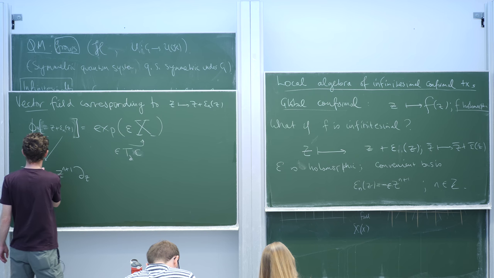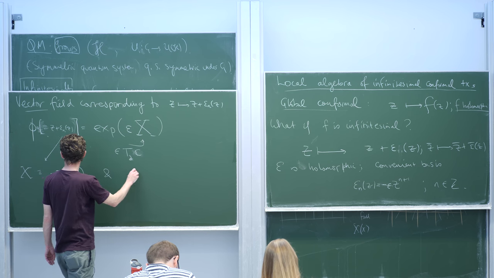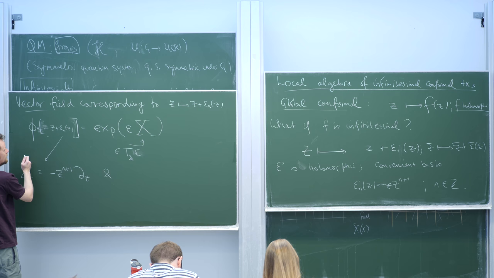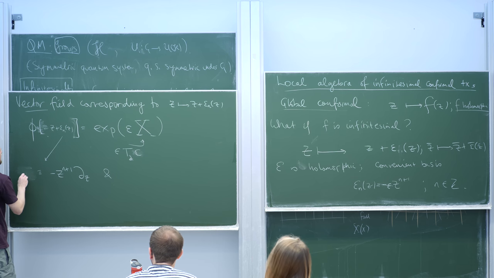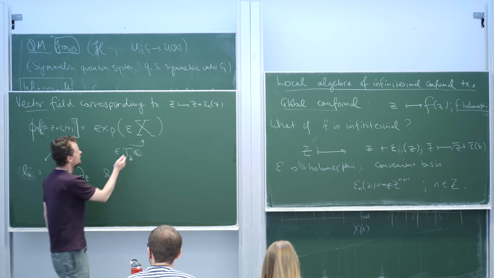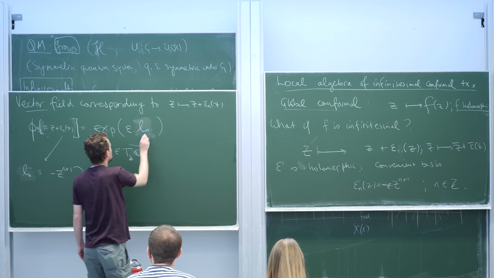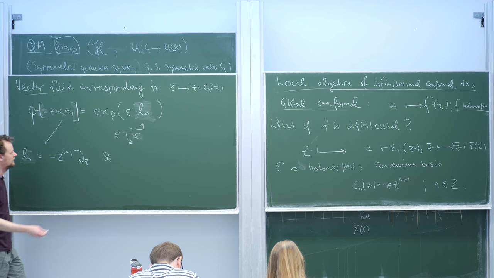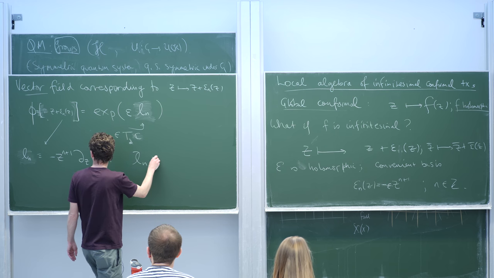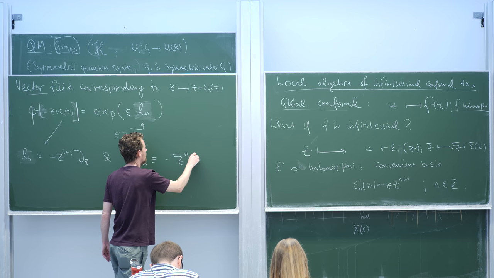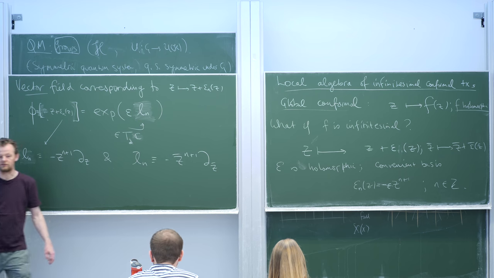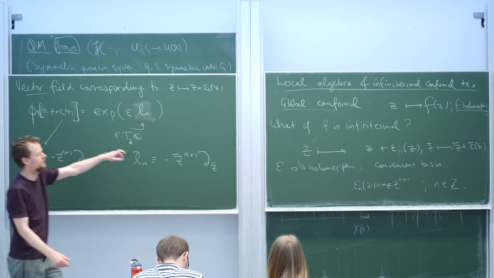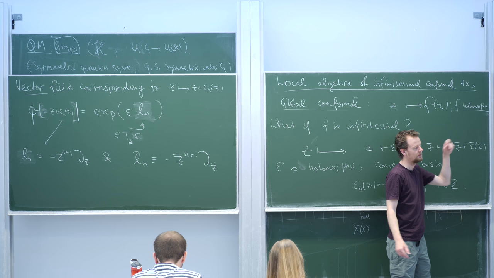And correspondingly, the anti-holomorphic one, so I won't leave it as x, I'll actually translate it to the notation that people use, which is l_n. I don't want to continue to have different notations. And correspondingly, there's an anti-holomorphic generator as well, corresponding to the anti-holomorphic action.